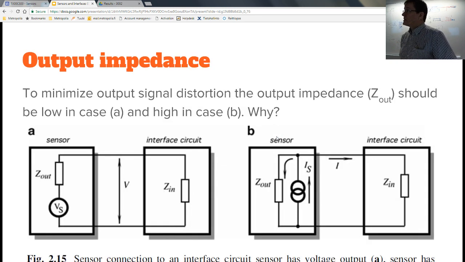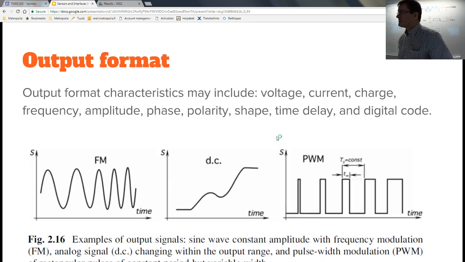And then output impedance is just as you probably have heard from the circuits classes. So basically the output impedance and the interface circuit input impedance, you'll get some loss of signal on that kind of circuit.